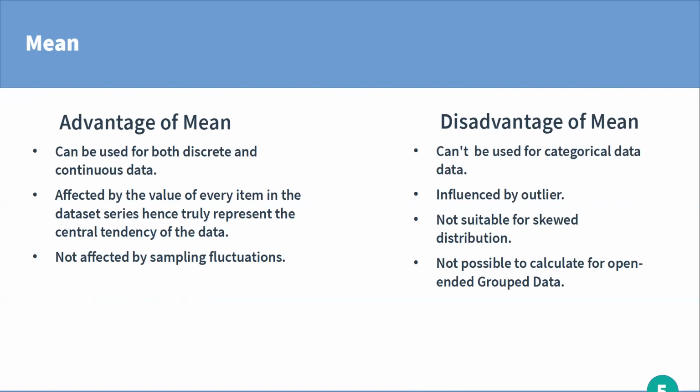Disadvantage is that it cannot be used for categorical data and it is highly influenced by the outlier. And this is applicable only when the data is symmetric. For the skewed data, this doesn't give an appropriate value. And it is not possible to calculate for open-ended group data since it's not possible to obtain the mid.